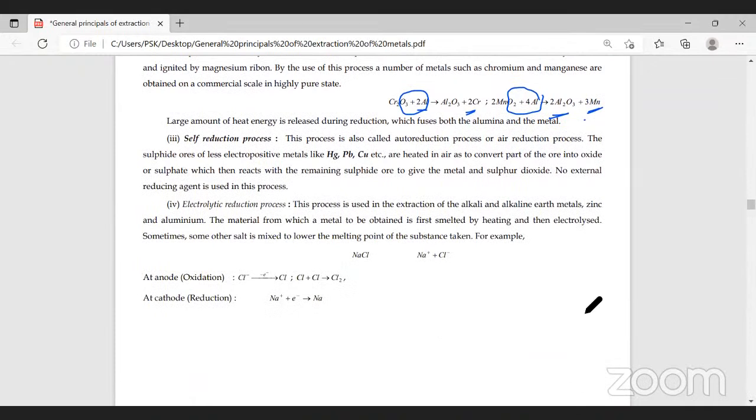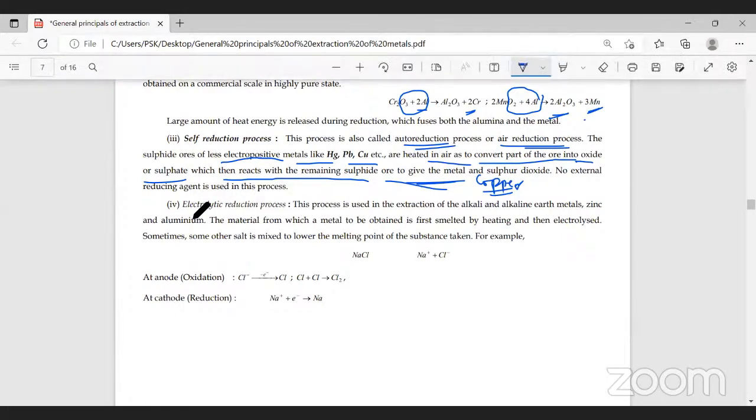Next is self-reduction. The process is also called the auto-reduction process or air reduction process. The sulfide ores of less electropositive metals like mercury, lead, copper, etc. are heated in air so as to convert a part of it to its oxide or sulfate, which then reacts with the remaining sulfide to give the metal. In the extraction of copper, we have copper matte. I don't know whether you learned it in college, copper matte and the reduction process. We will learn about it in detail. That's called a self-reduction process.